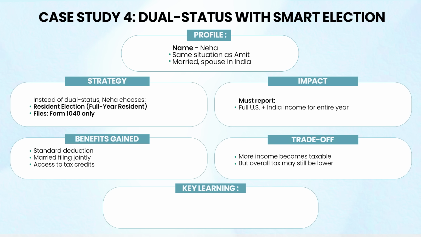Finally, here are the two most important things to remember about Neha's case. First, sometimes agreeing to pay tax on more income can actually result in a lower overall tax bill. Second, and most importantly, smart tax strategy and planning matters much more than just simply following the basic compliance rules. Knowing your options and choosing wisely can make a significant difference in how much tax you actually pay.